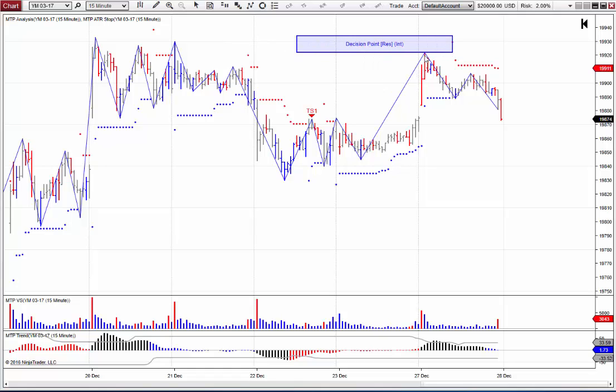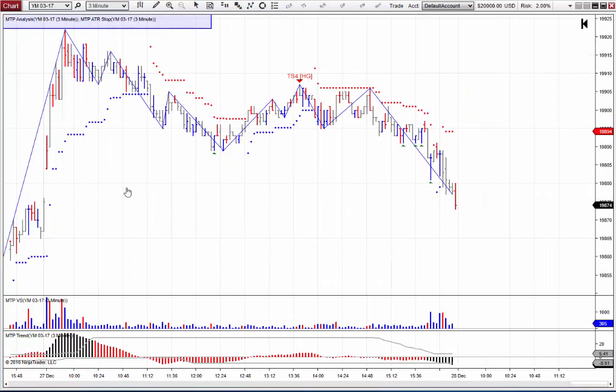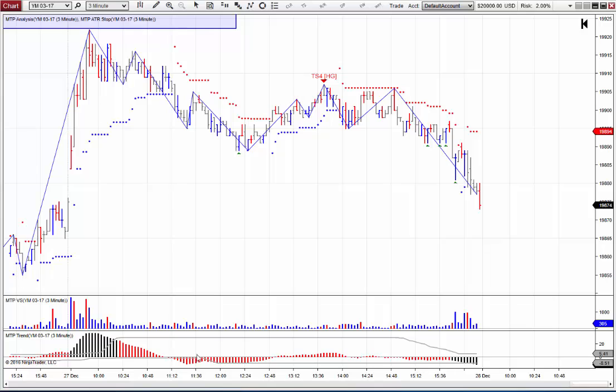The market rallied up, just clipped that. Large view trend is defined as down. If we go to the 3-minute chart, exactly the same picture. Our MTP trend had turned red, therefore the large view trend is down, and so you should be looking for sell setups.